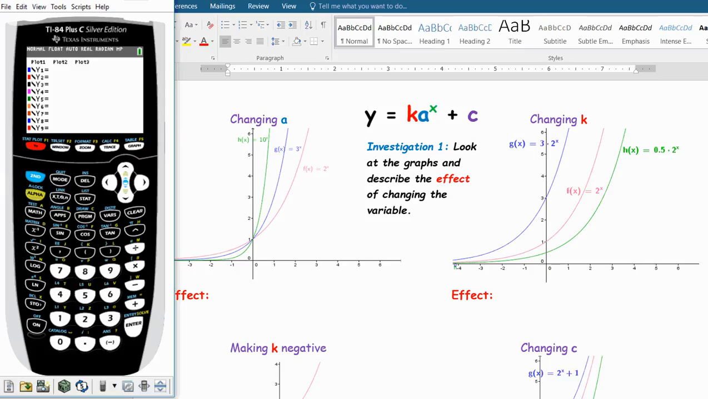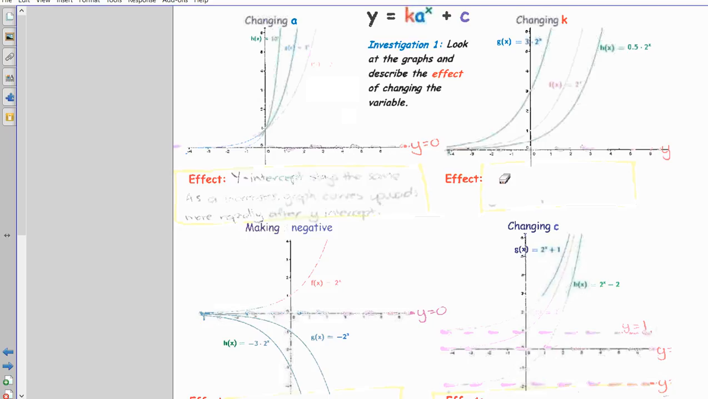So you can say, basically, k is the value of the y-intercept. So the k value is telling you what the y-intercept is going to be, because k is 3, y-intercept is 3, k is 1, 1, 0.5, 0.5.